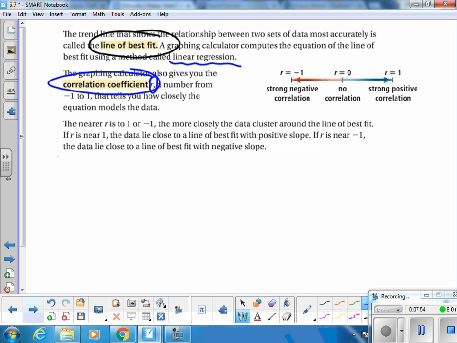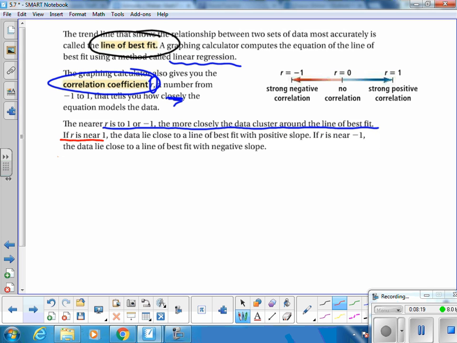It's a number that's going to show up from negative 1 to 1 that tells you how closely the equation models the data. And this is an interesting thing, so you're looking about how close the equation represents the information. The nearer the R is to 1 or negative 1, the more closely the data cluster around the line of best fit. Okay. So here's the thing to keep an eye on right here.